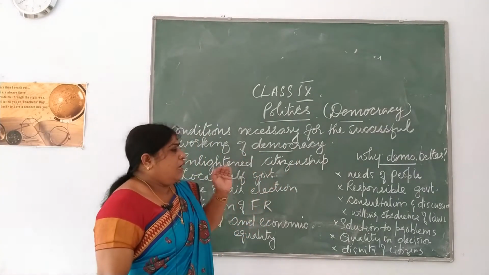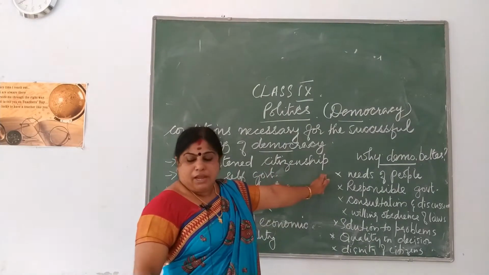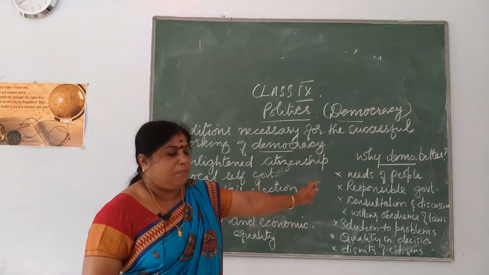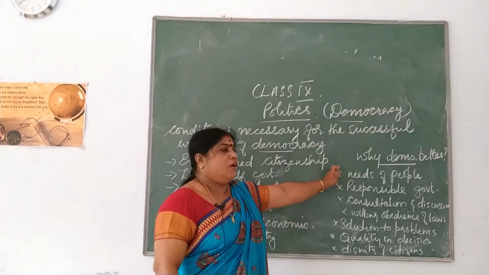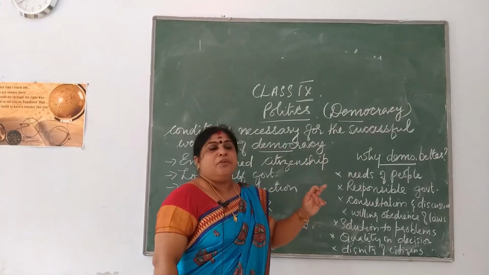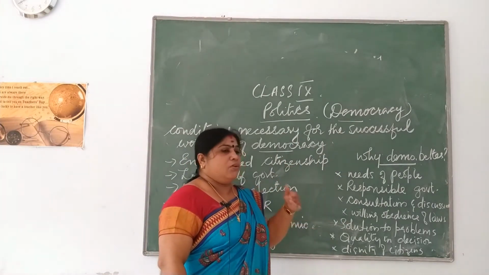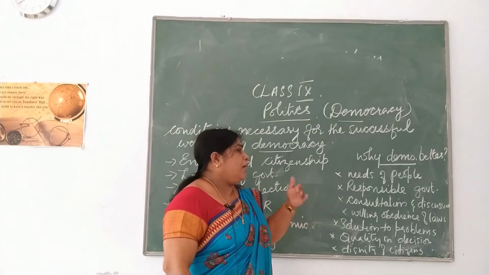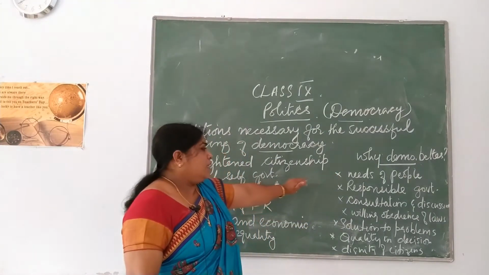So why is democracy better? Why is democratic government considered better than any other form of government, whether it may be a dictatorship, an authoritarian form of government, a theocracy or a monarchy? Comparing them, why is democracy better?